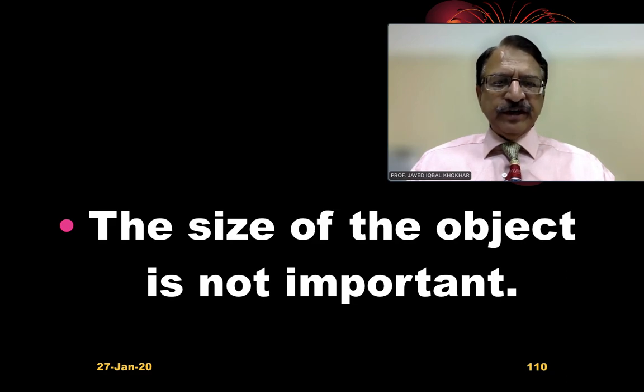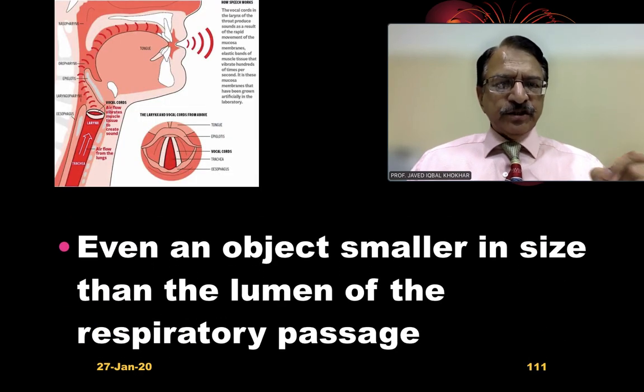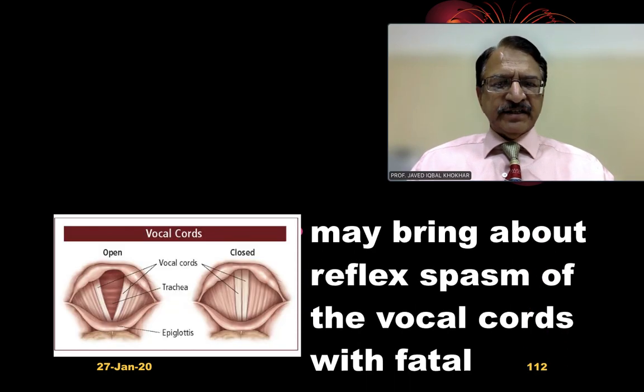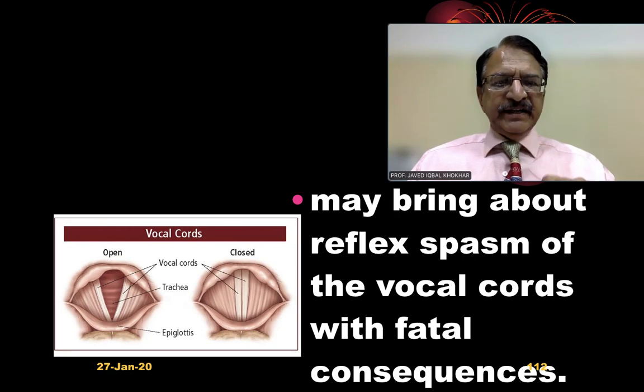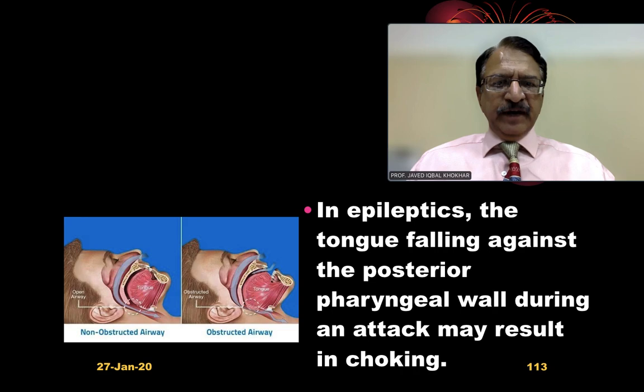And this is important. The size of the object is not important, because even a small object, when it touches the lumen of the respiratory passages, will excite intense spasm of the vocal cords and fatal consequences will result. In epileptics, the tongue may fall back against the posterior pharyngeal wall during the attack and may result in choking.